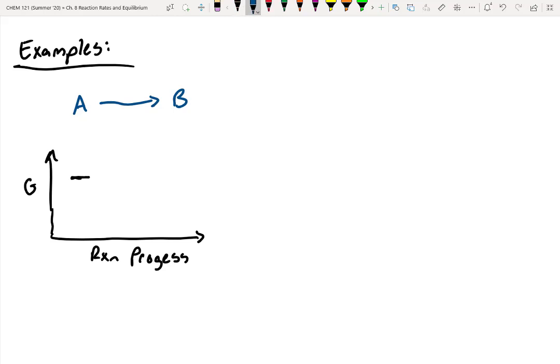So I'll just go ahead and say, all right, A was originally at this energy level. It had this amount of potential energy stored up available to do work. But B has less available energy stored up and available to do work. So if we think about it, this must be a spontaneous reaction, kind of like the ball rolling downhill. We're getting to a more stable product.